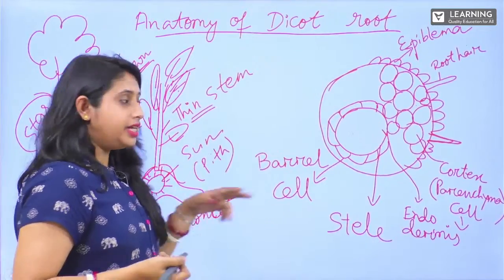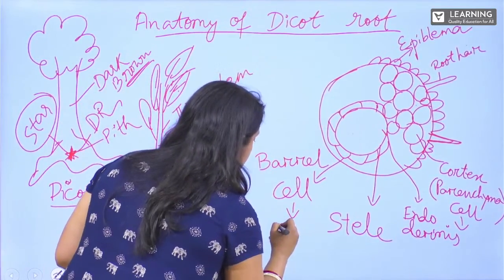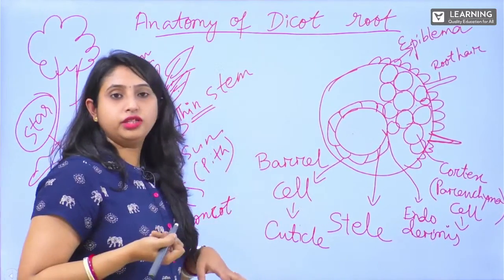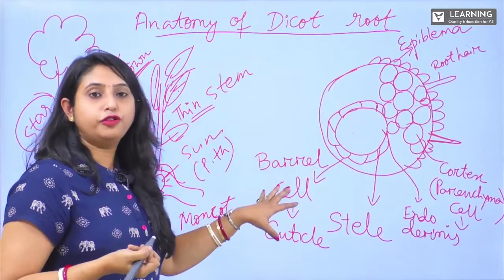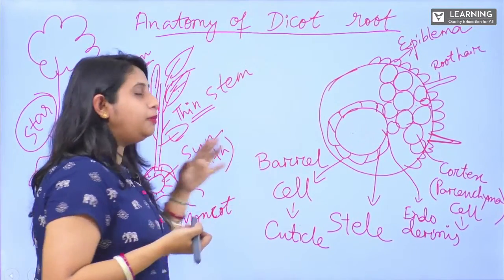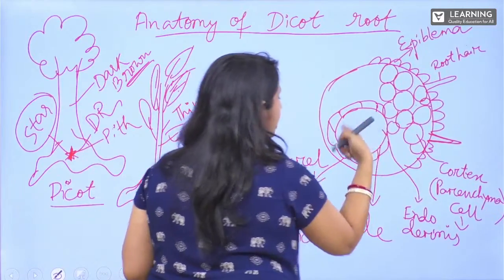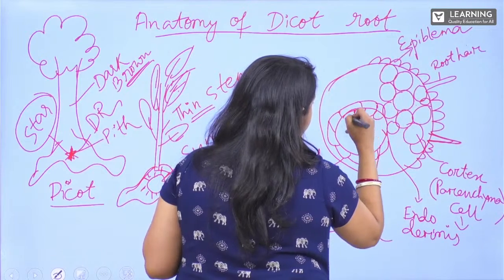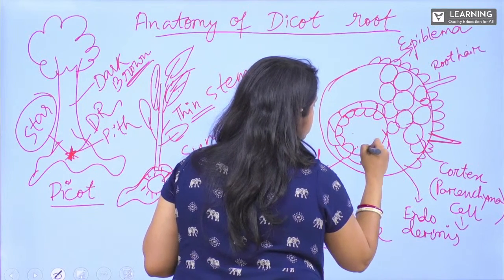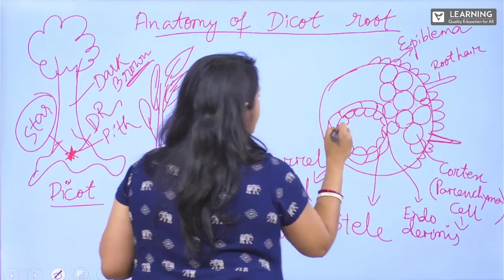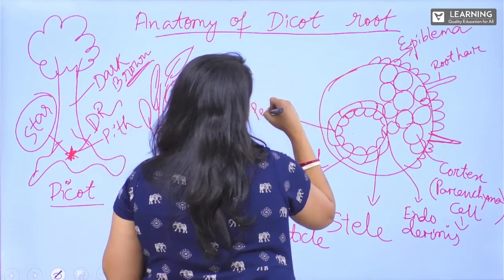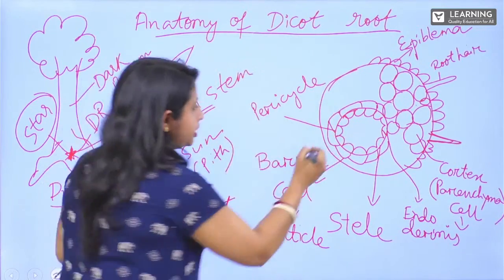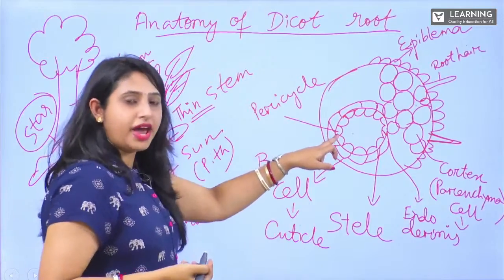This barrel cell is rich with cuticle, or it is rich with suberin, which is responsible for preventing the water loss from the plant. Okay, so inside this, there will be a layer. That layer, the first layer of your endodermis, we call it as pericycle. All right, so this layer is called your pericycle.